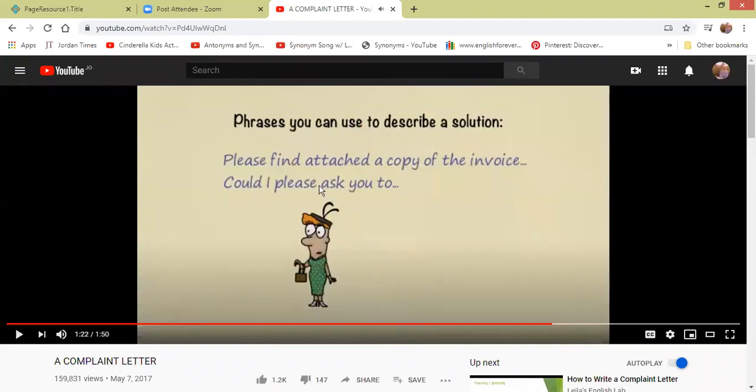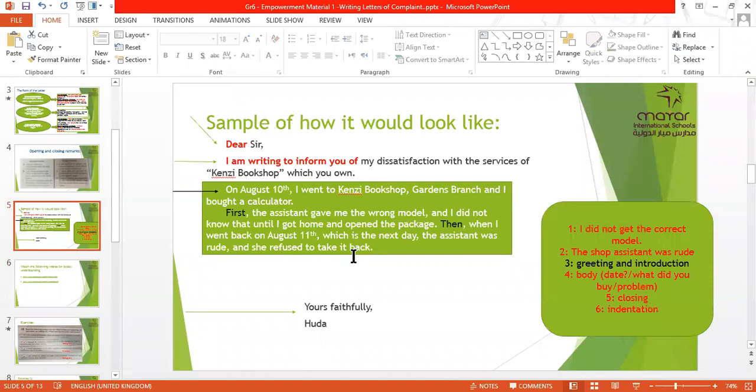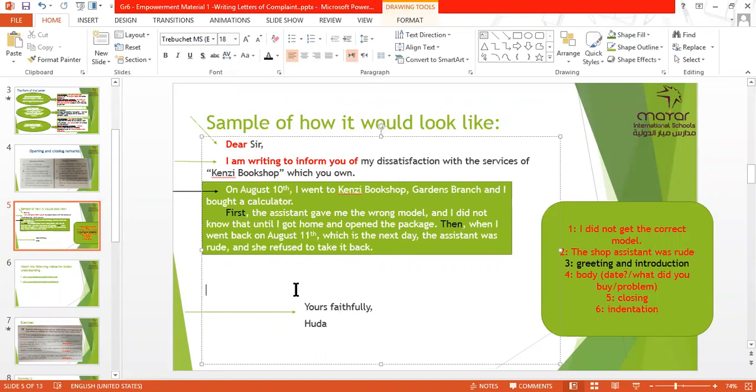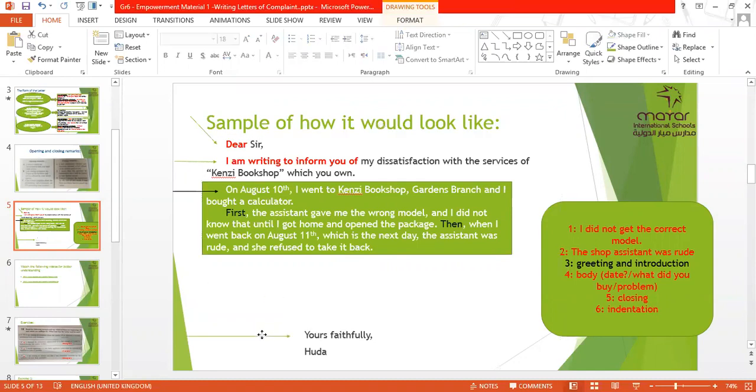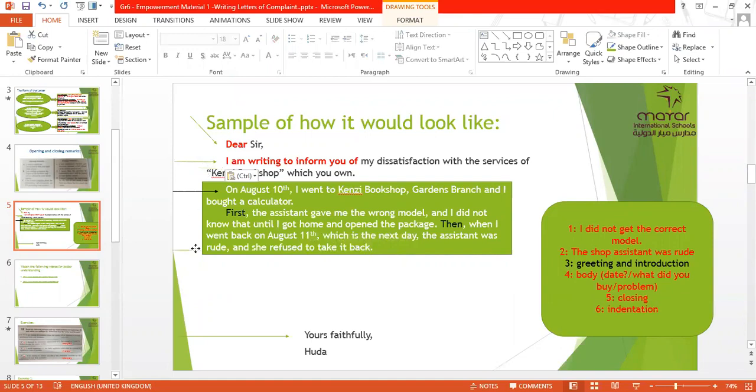So notice, after I told them of my problem, let me just go ahead and show you the letter. Can you see the sample of the letter? Yes. Okay. So now I'm going to write the ending of my paragraph. Notice this is my introduction. I'm writing to inform you of blah, blah, blah. This is my body: on blah, blah, blah, first and then. And now in the ending, I go ahead and I write the solution.